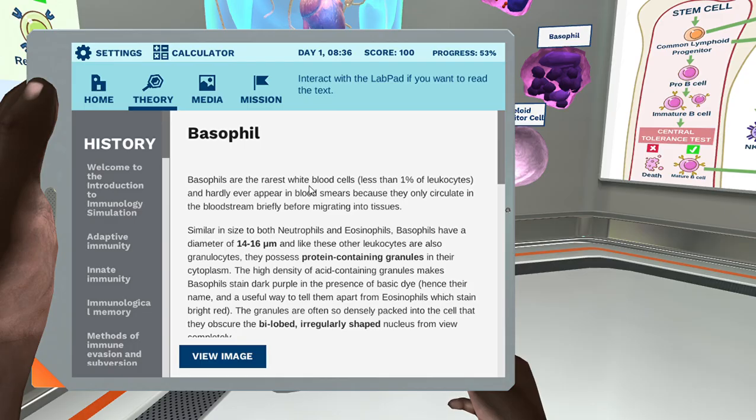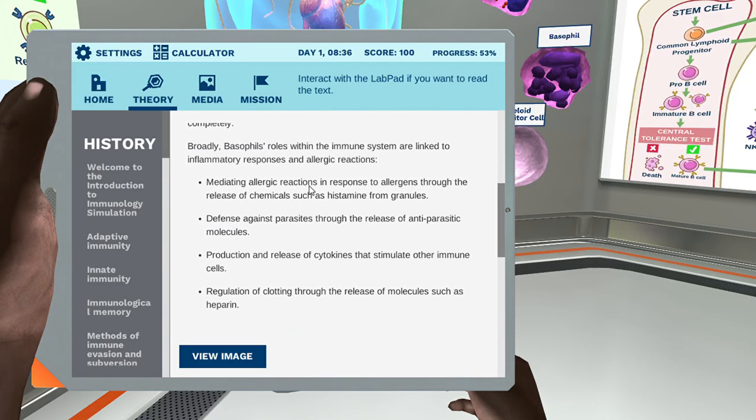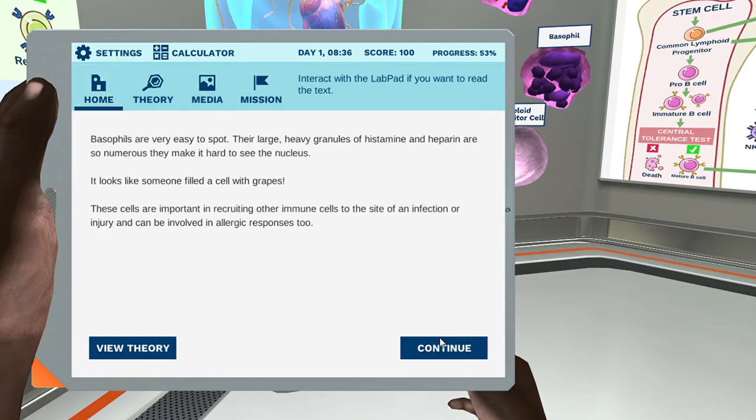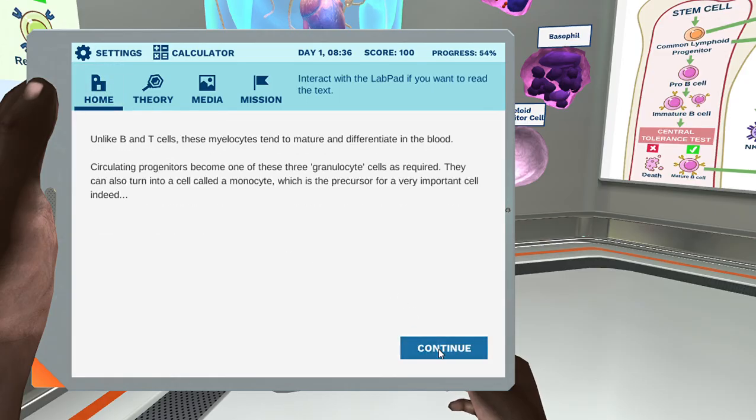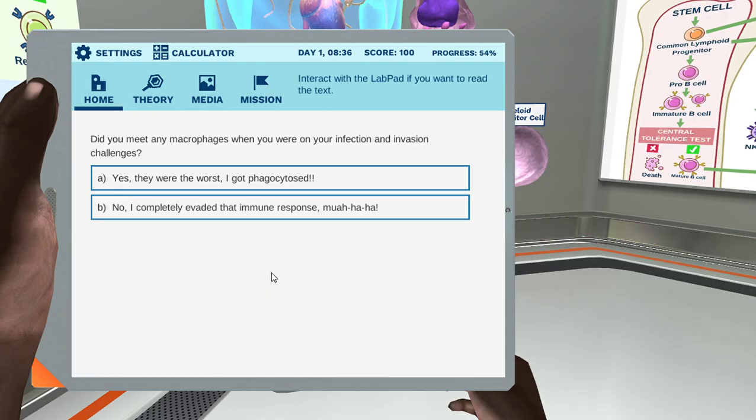These cells are important in recruiting other immune cells to the site of an infection or injury and can be involved in allergic responses too. Unlike B and T cells, these myelocytes tend to mature and differentiate in the blood. Did you meet any macrophages when you were on your infection and invasion challenges?